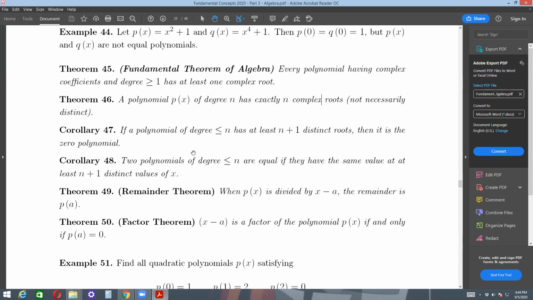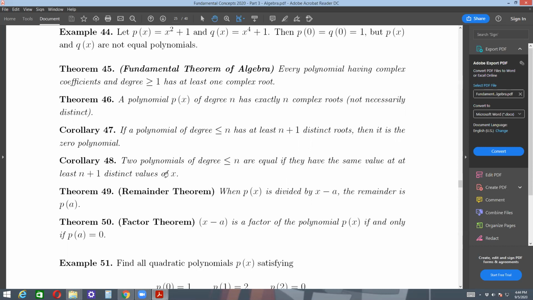And similar to that, if two polynomials have degree n or less than or equal to n, and they have the same value at at least n plus 1 distinct values of x. So basically, two polynomials, the degree of both of them is less than or equal to n, and for n plus 1 distinct values of x, they have the same value. It means they're equal, right?